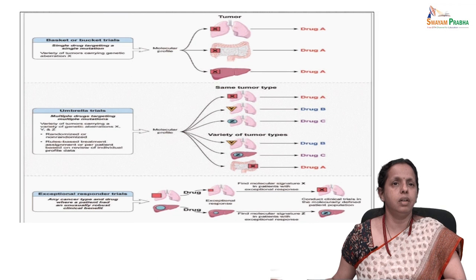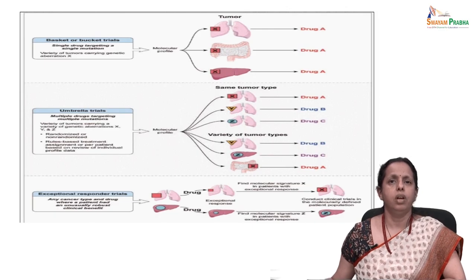What happens here? You have a single drug targeting a single mutation, a variety of tumors carrying a genetic aberration X. This is a single drug. You have drug A, drug A. But the tumors are different. You have the lung, the colon, and the liver.